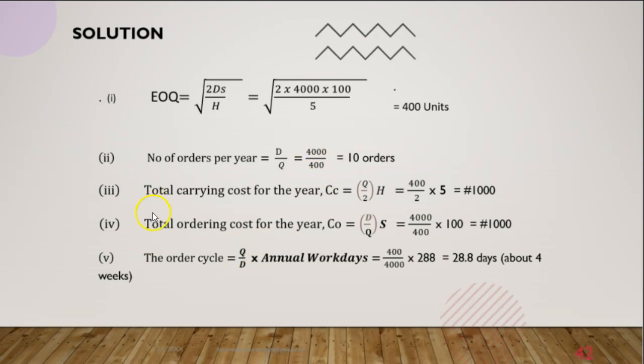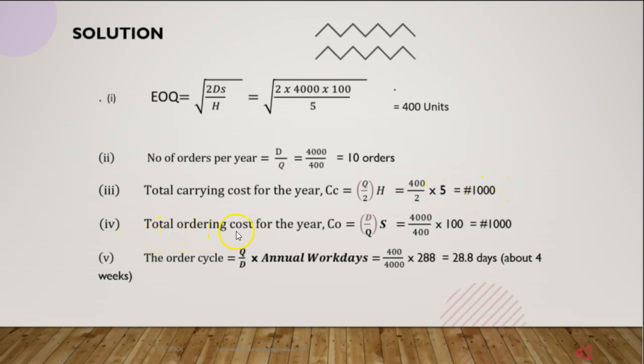Then the third question is the total carrying cost for the year. Carrying cost is equal to the quantity divided by 2 multiplied by H, which is the carrying cost per unit. The quantity that we're going to buy each time is 400, divided by 2 multiplied by 5. We'll get 1,000.